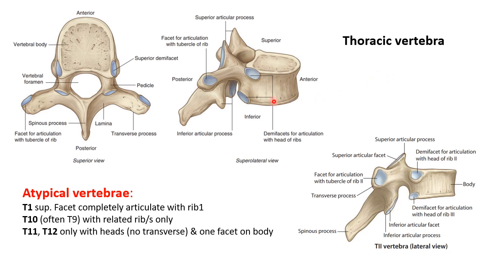Before we explain the details of the thoracic vertebra, let's see what the general features of the vertebra in general are. Each vertebra is composed of, anteriorly, the body and, posteriorly, the vertebral arch.